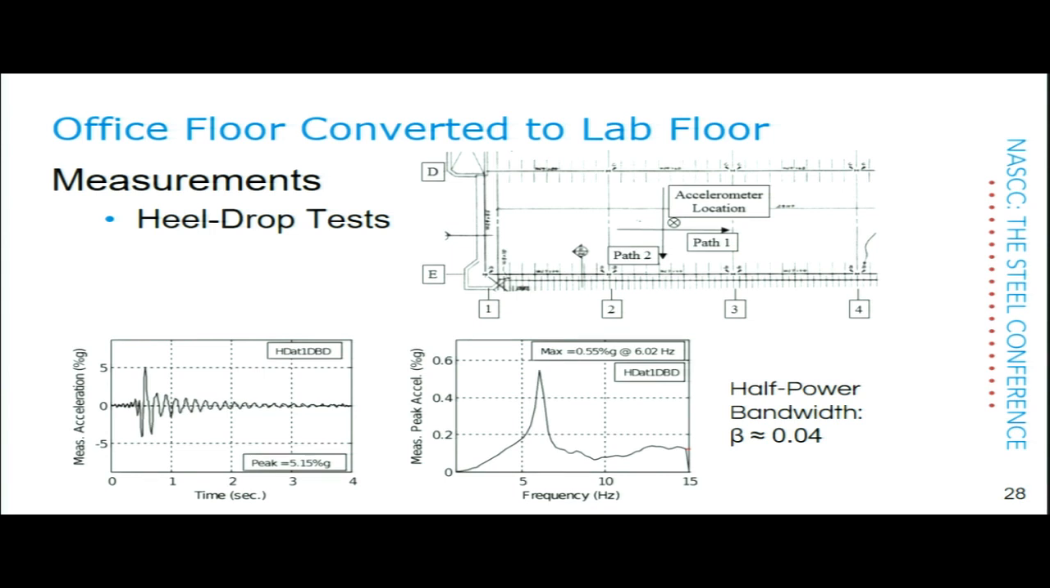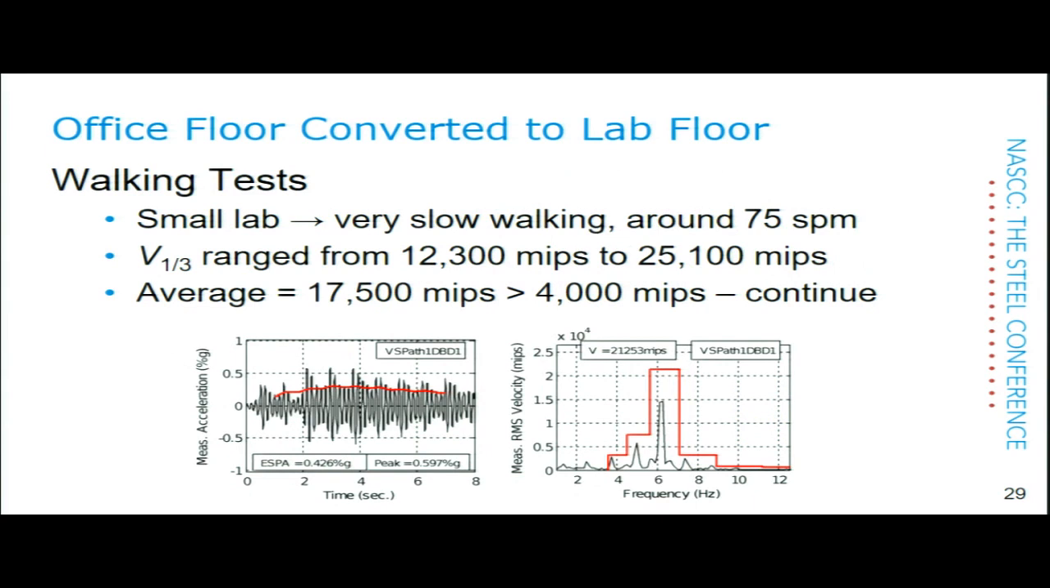All right, so moving from there to the walking tests, this is a small lab, not a lot of people in there, not a lot of room to walk around. So we used very slow walking, which is a category in Design Guide 11, Chapter 6. That's at around 75 steps per minute, which is pretty slow. You can walk that slowly, but that's getting near the limit. We had 2 walkers who walked, I forgot how many times each, a decent number of walking tests.